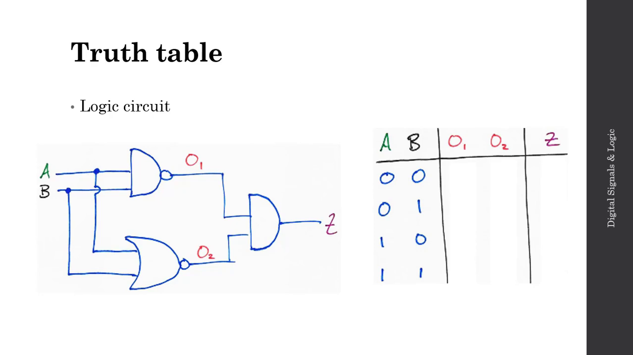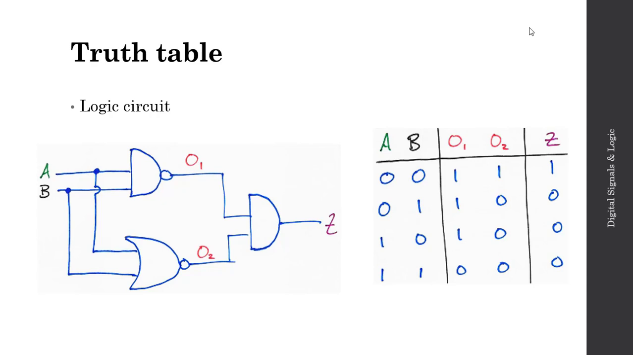The intermediate signal O1 is subject to a NAND functionality, so our signals at O1 will look like 1, 1, 1, 0. The signals at O2 are subject to a NOR functionality, so our intermediate signal O2 will look like 1, 0, 0, 0. And our output is subject to an AND logic gate, so our output at Z will look like 1, 0, 0, 0.